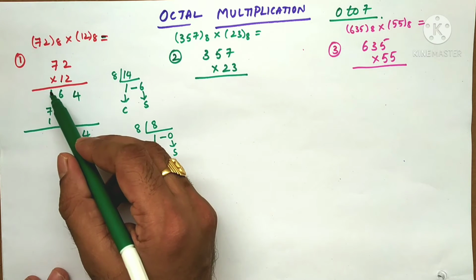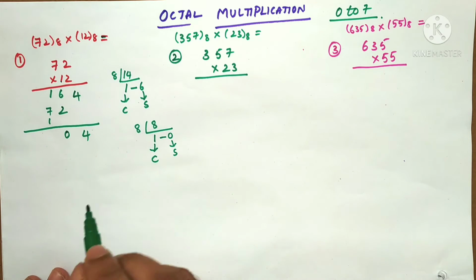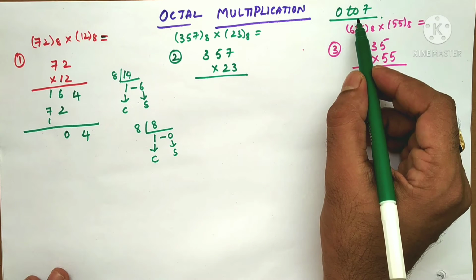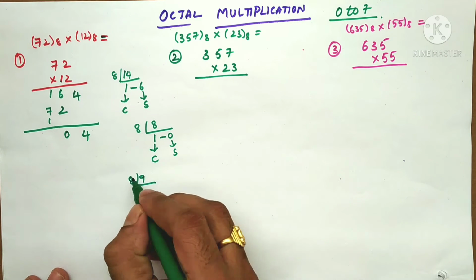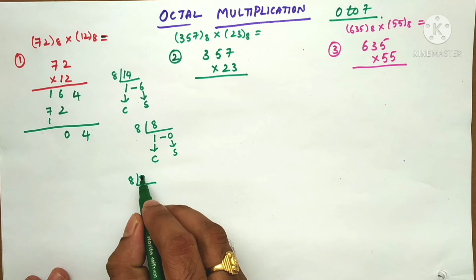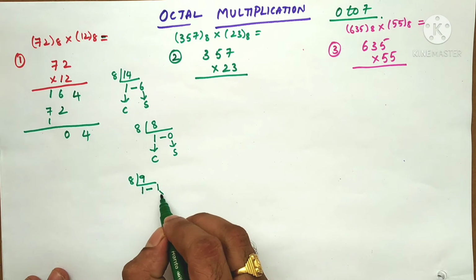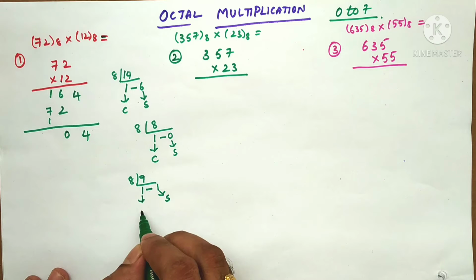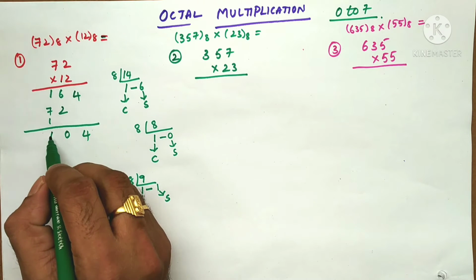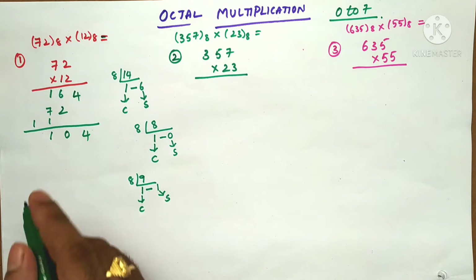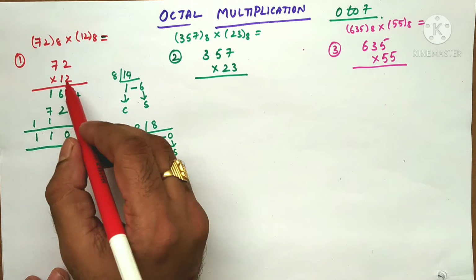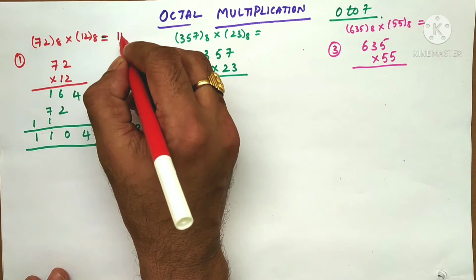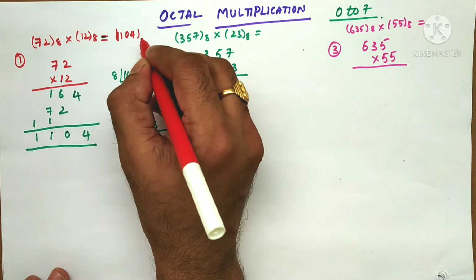7 plus 1 plus 1, 9. 9 is not an octal number. It's a decimal number. So you have to convert this decimal into octal by dividing by 8. 8 ones 8. Remainder is 1. So 1 is sum and 1 is carry. So 1, 1. So 1 we have to write here. So this is the answer. So 72 into 12 equals 1104 base 8.